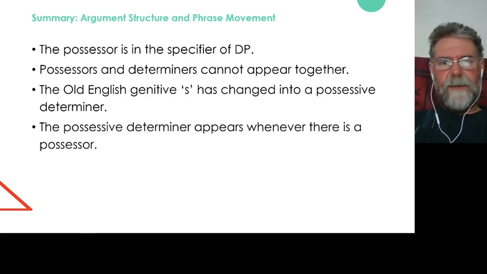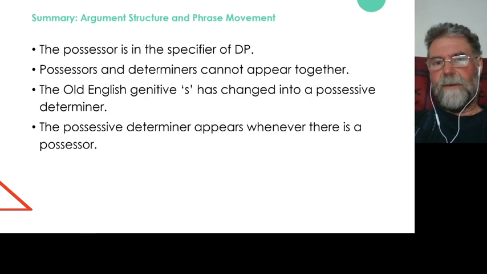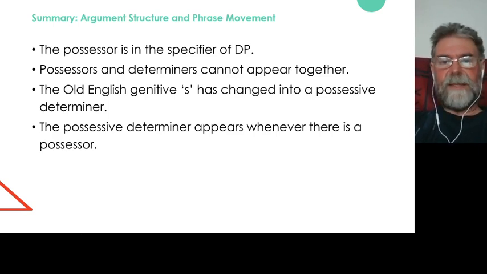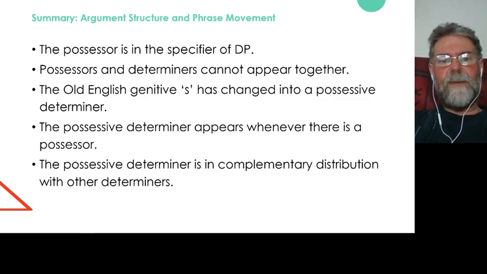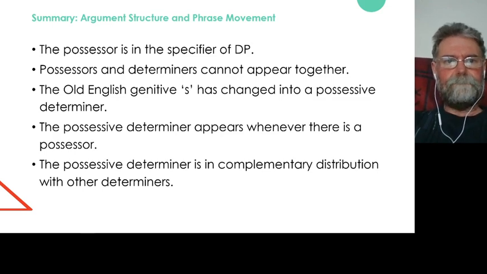The possessive determiner appears only whenever there's a possessor. So when we have a possessor, we must have a possessive determiner. When there's no possessor, there's no possessive determiner. That's why the possessor and this 's appear always together. And of course, once the possessor and the possessive determiner are there, then we're going to find complementary distribution with all other kinds of determiners, because no two determiners can occupy the same position.